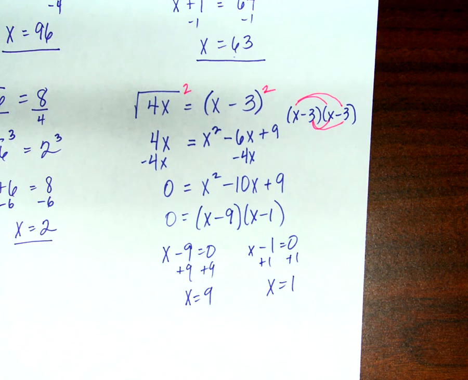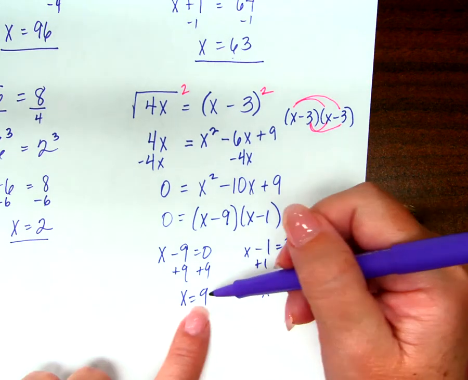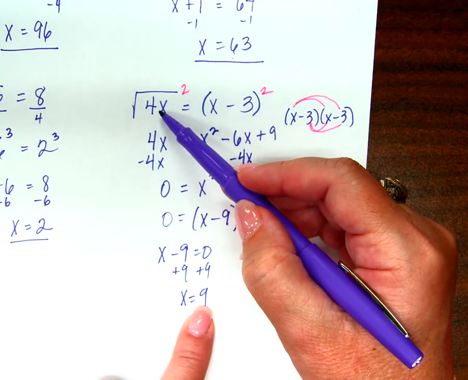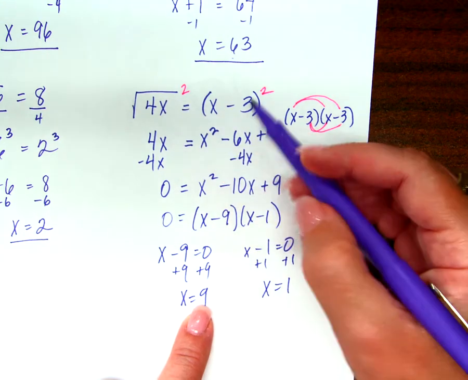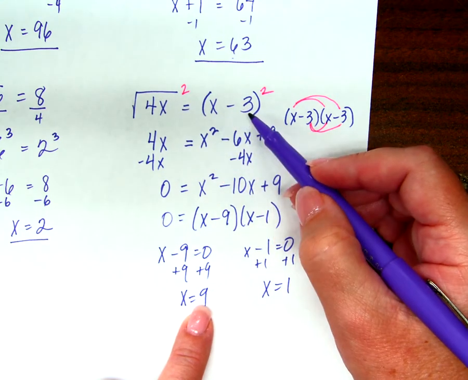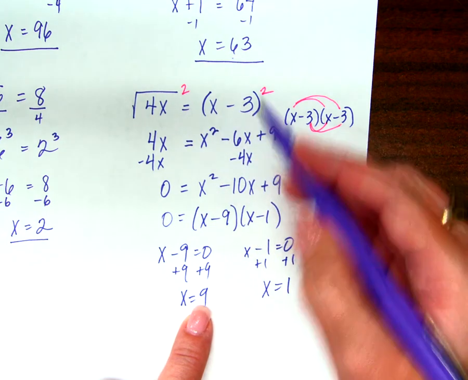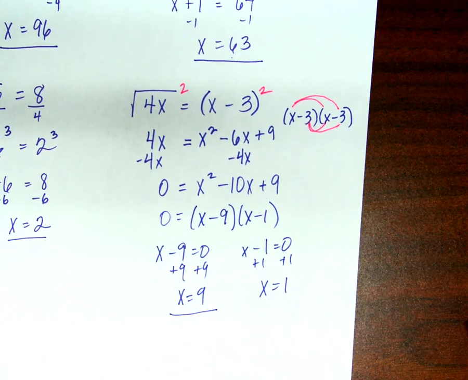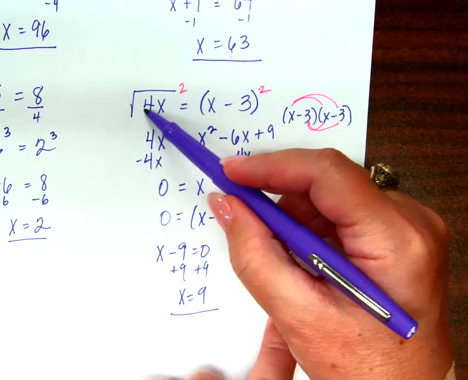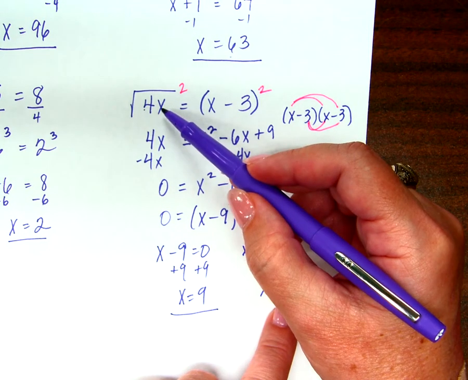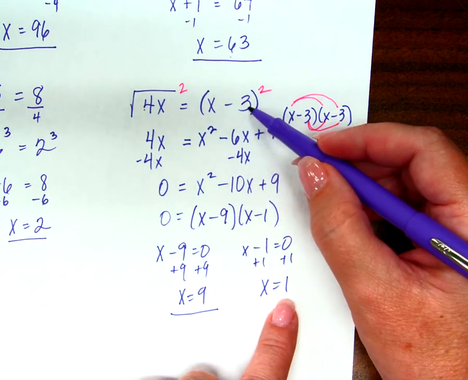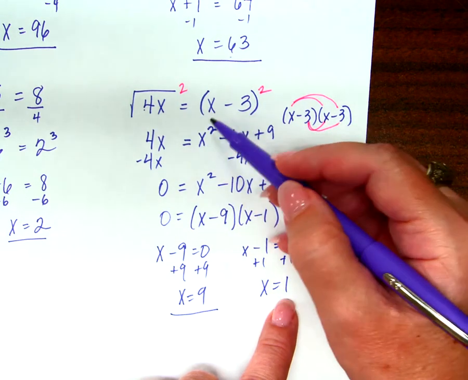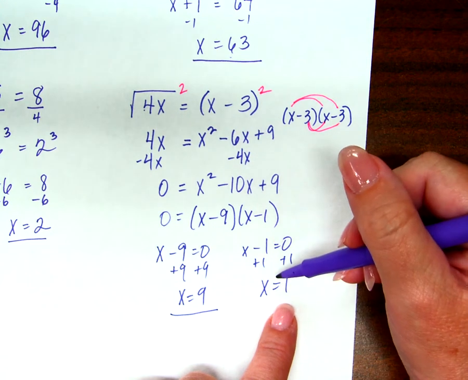Are they right? Are they both right? We should check. Okay? 9. 4 times 9, 36. What's the square root of 36? 6. What's 9 minus 3? Does 6 equal 6? Awesome. I'm confident about that answer. 1. 4 times 1, 4. Square root of 4? 2. 1 minus 3. Does 2 equal negative 2? Did we do something wrong?